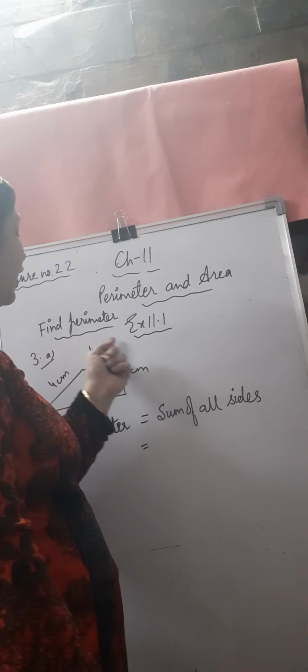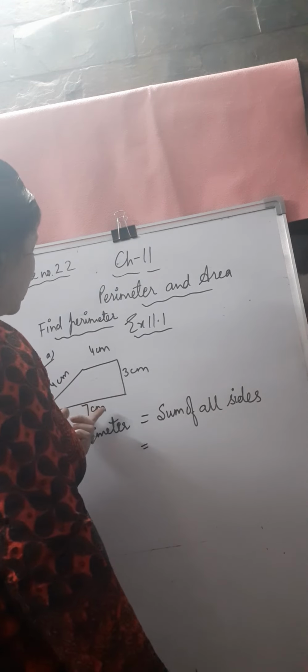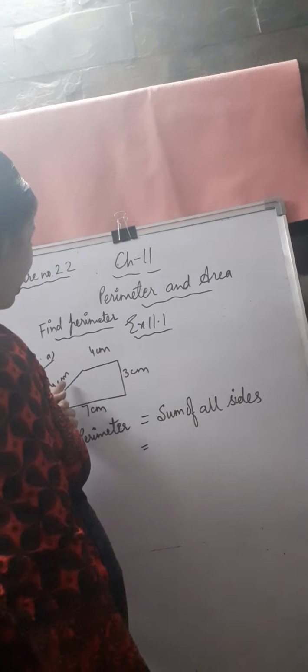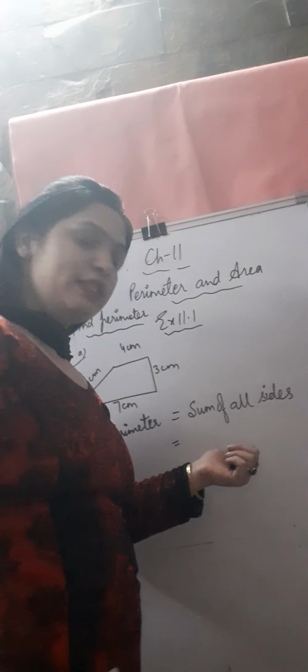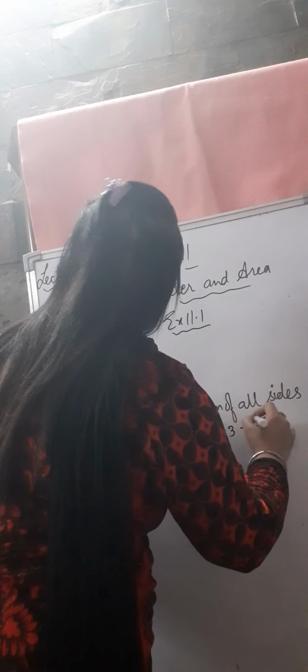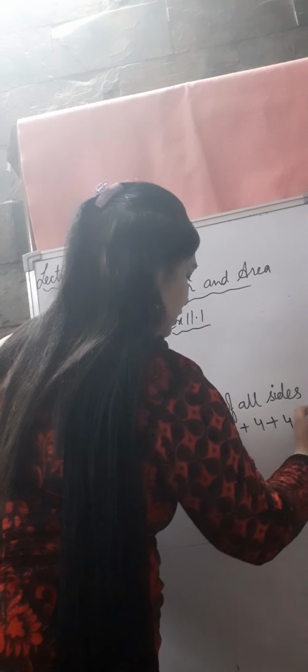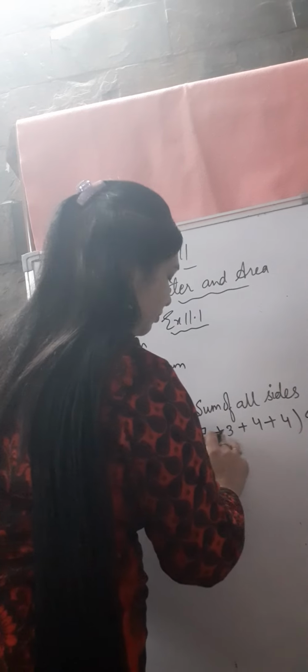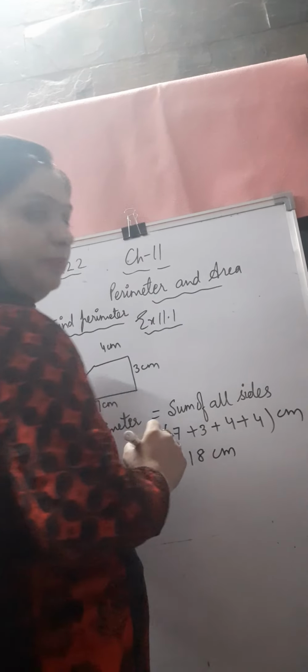Students, question number 3 is: find the perimeter of this given figure. Now this side is 7 centimeter, and the others are 3, 4 and 4. Perimeter is the sum of all sides, so we have to add 7 plus 3 plus 4 plus 4 centimeter. 7 plus 3 is 10, plus 4 is 14, plus 4 is 18 centimeter.